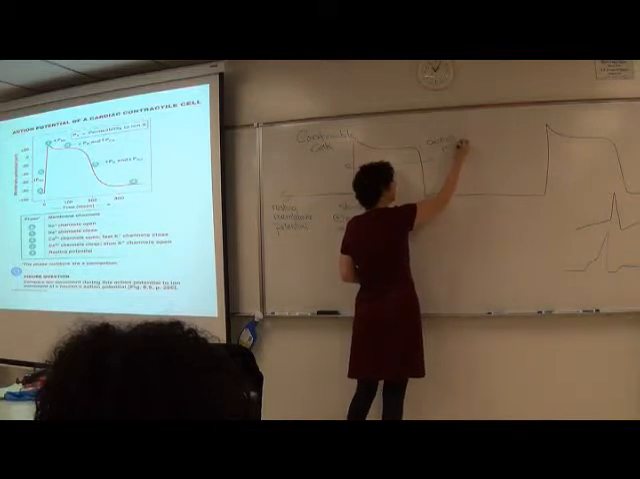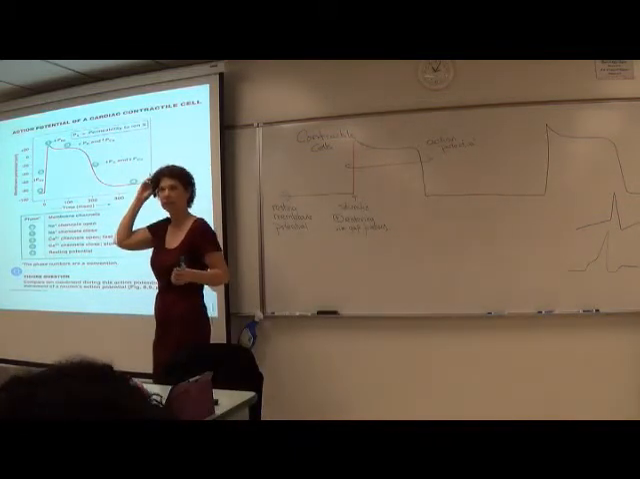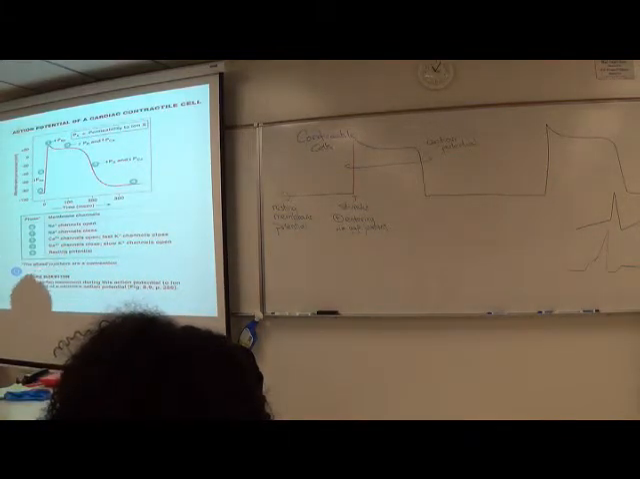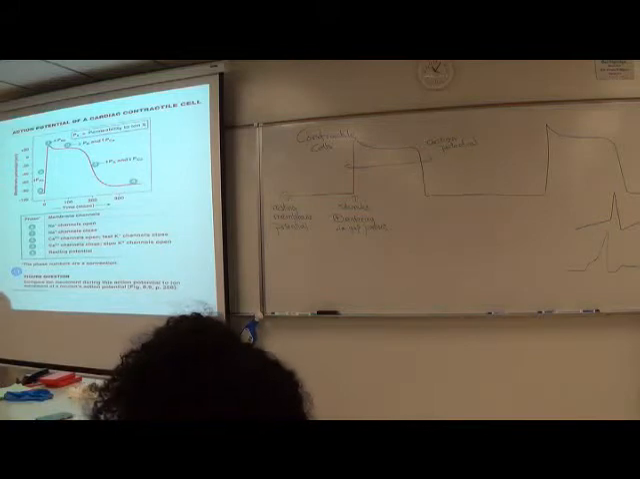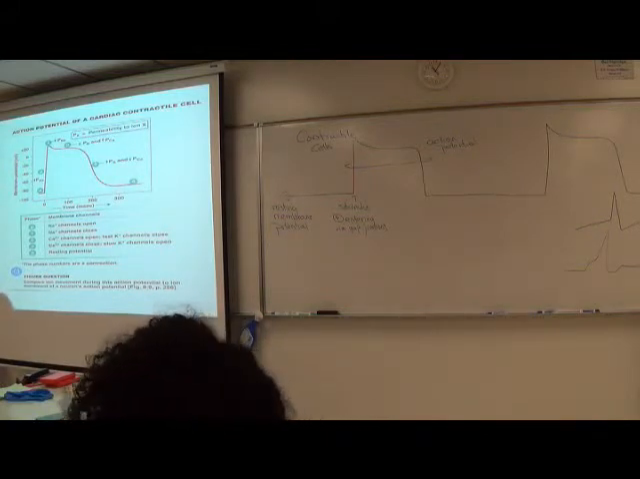And what type of channels? Great, well, just general. Ligand or voltage gated? Voltage gated. So no matter where the action potential is, in the autorhythmic cell or the contractile cell, it's going to be created by the opening and closing of voltage gated channels.